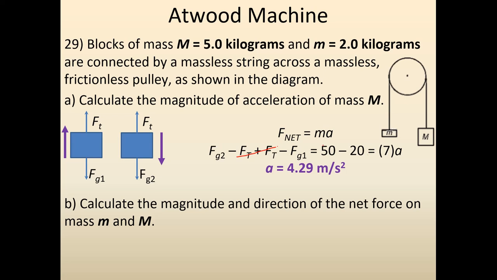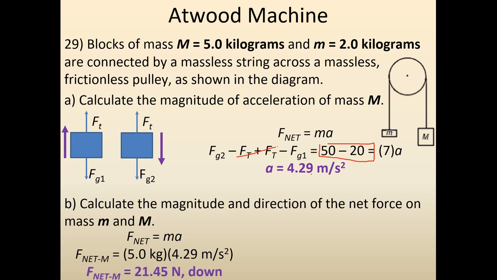We already know what the net force on the system is. We found it up here. What I care about is the net force individually. So for the big mass, we just do F net equals ma. We do 5 kilograms times the 4.29, and we end up getting that the net force is 21.45 newtons down.